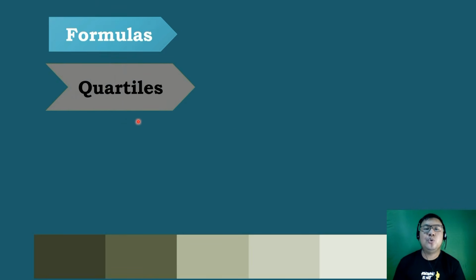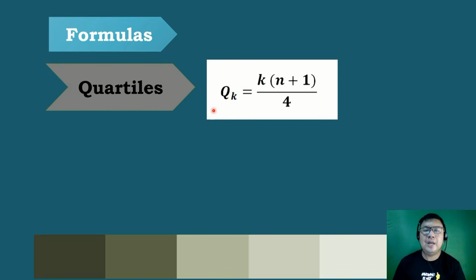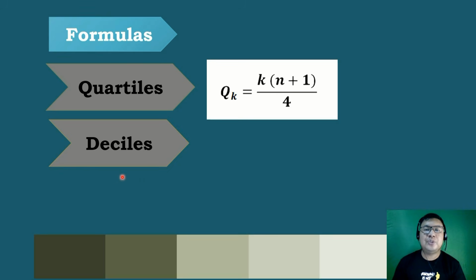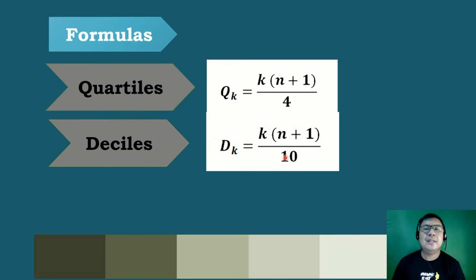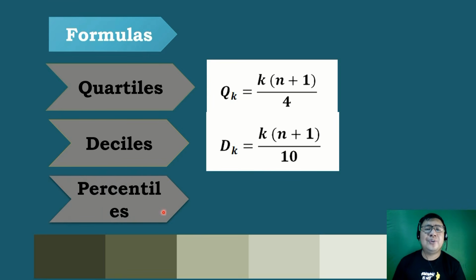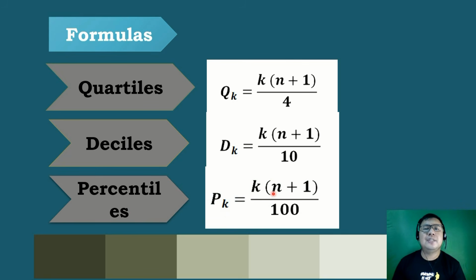If we try to locate the position of the quartiles, we will use the formula Q sub k is equal to k times the quantity n plus 1 all over 4. If we try to locate the position of the decile, we will use the formula D sub k is equal to k times the quantity n plus 1 all over 10. And for the percentiles, we will use the formula P sub k is equal to k times the quantity n plus 1 all over 100.